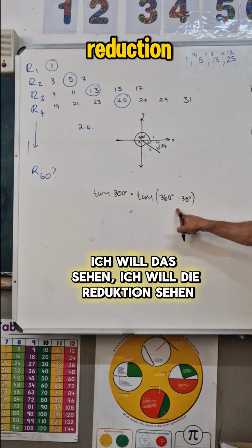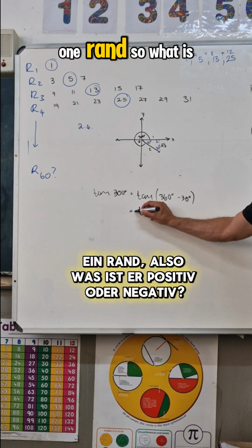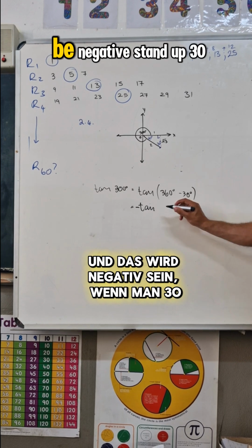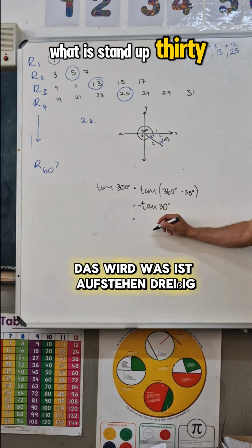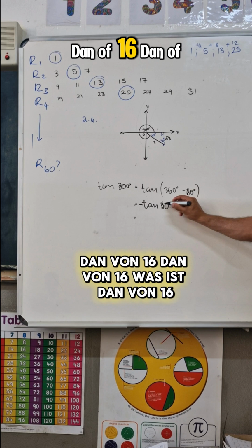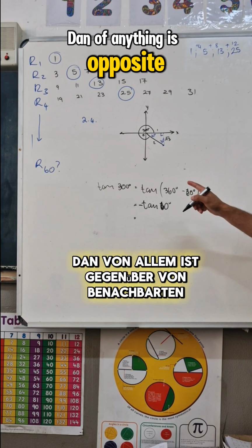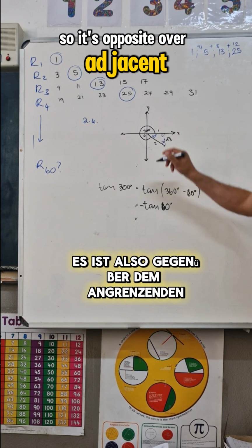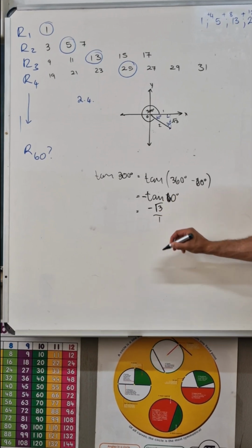I want to see the reduction, but in grade 12, you can go straight to that answer, which is going to be tan in the fourth quadrant. So what is it, positive or negative? Negative tan. And that is going to be negative tan of 30. What is tan of 30? Tan of anything is opposite over adjacent. So it's opposite over adjacent, which gives me negative square root 3 over 1.